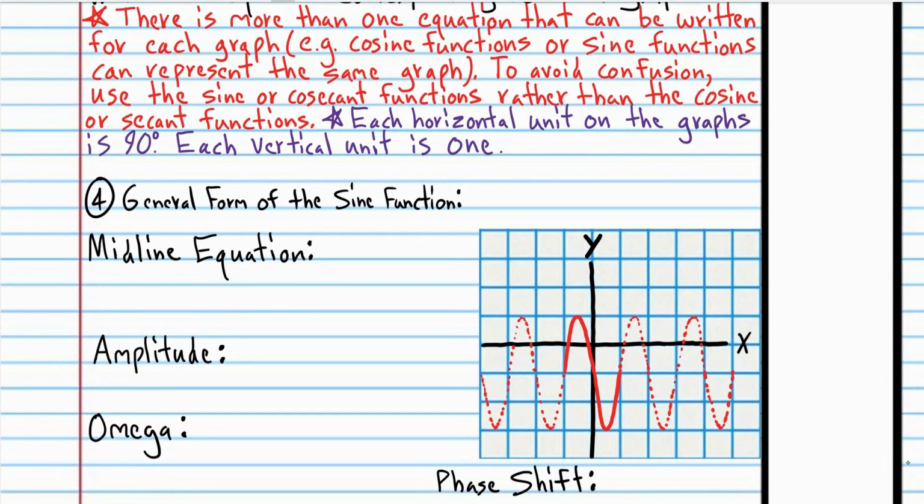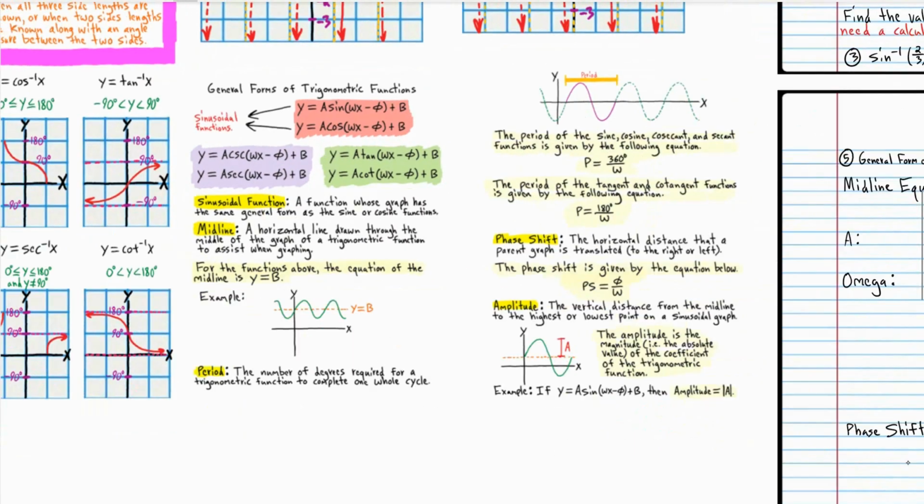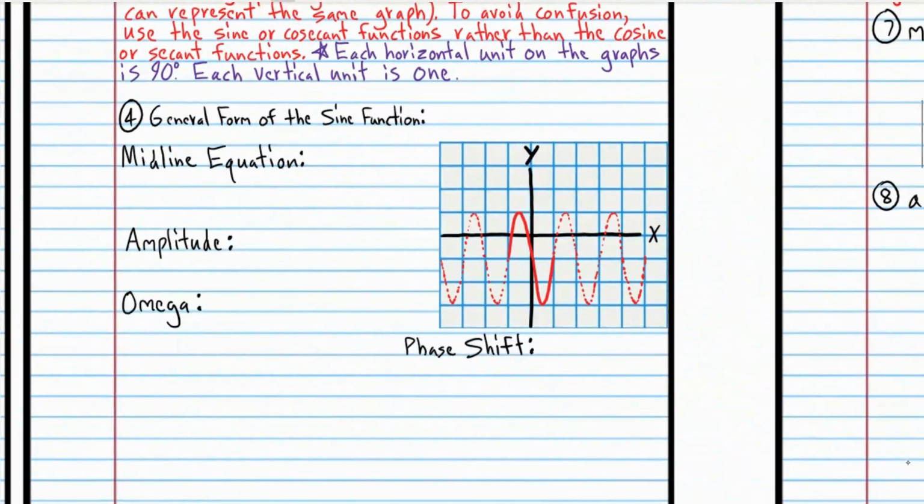So notice it says general form of the sine function, and we actually have to write that. I'm not going to give you that for the test. I want you to memorize that. So you're going to have to memorize this information here. You see the red and the purple and the green up there? You have to remember what phi and omega and b and a represent and how to find all that information.